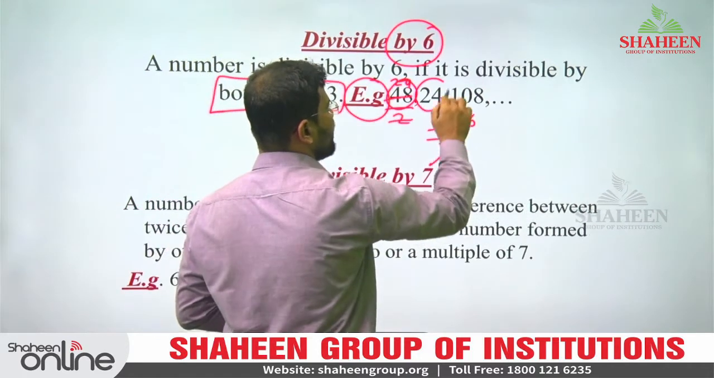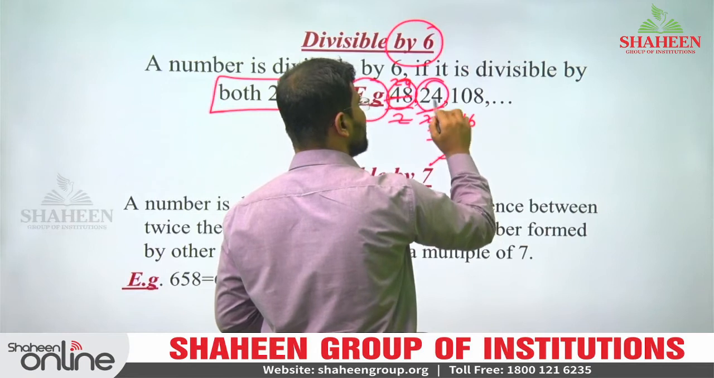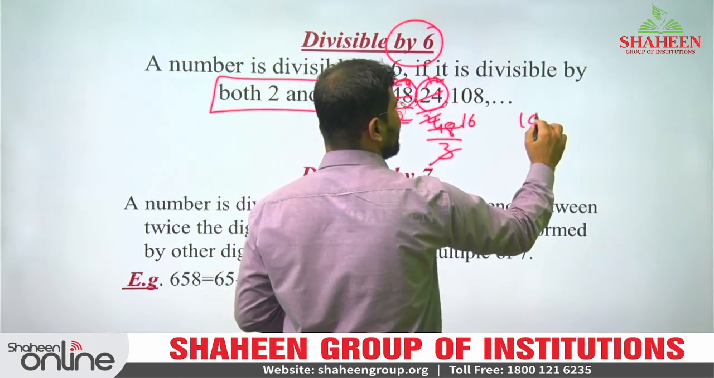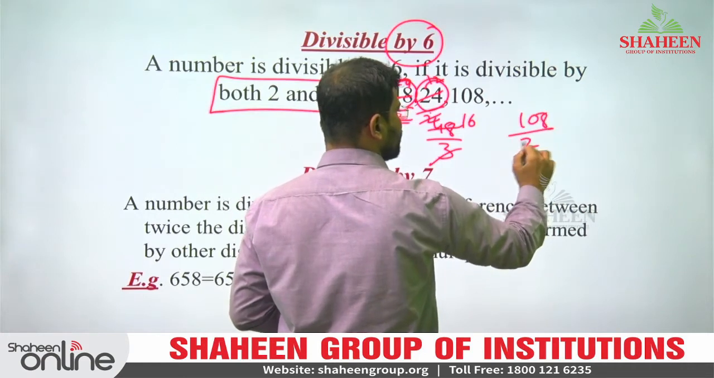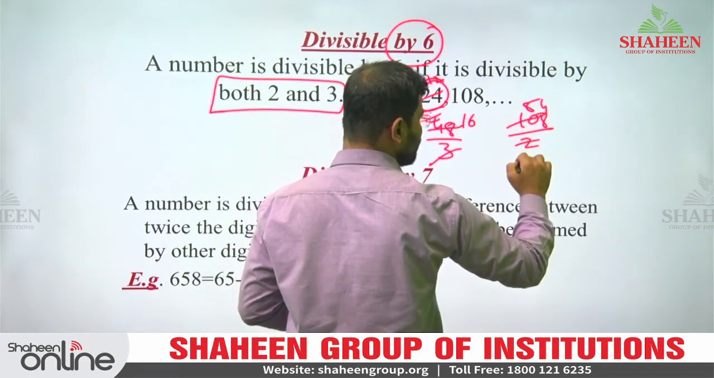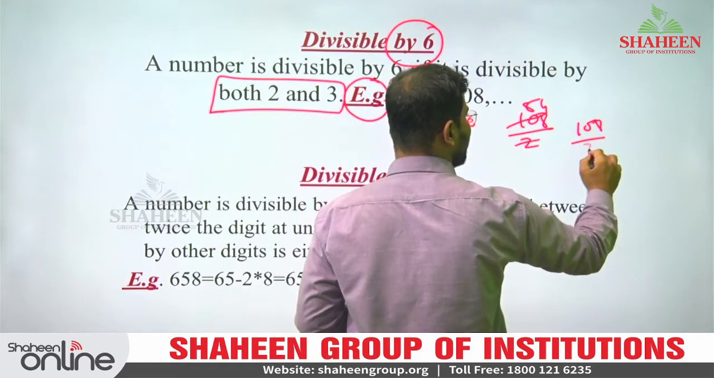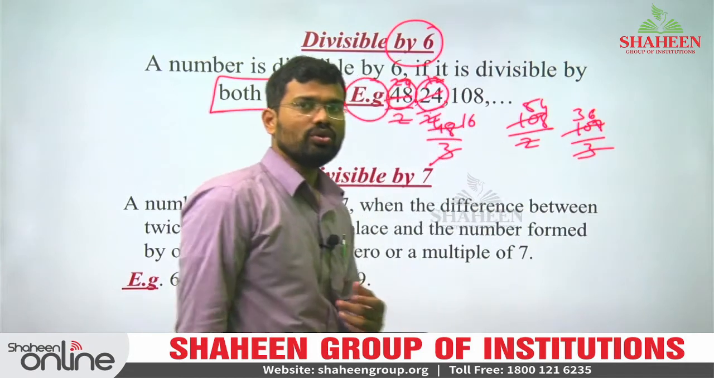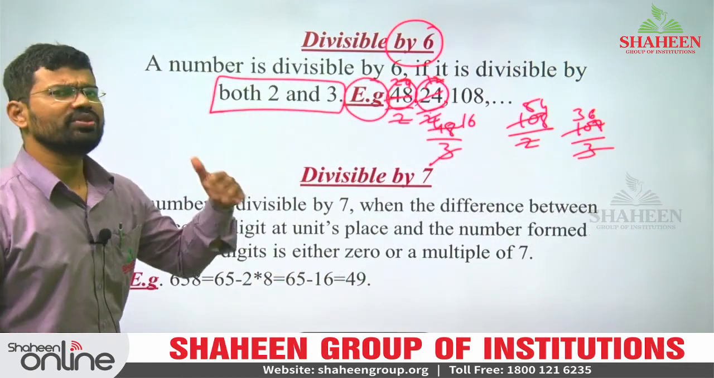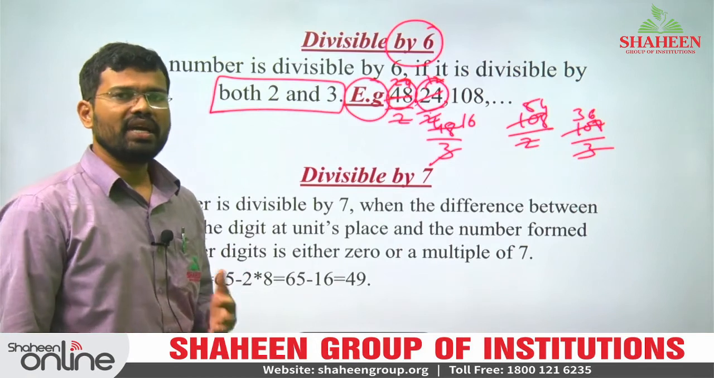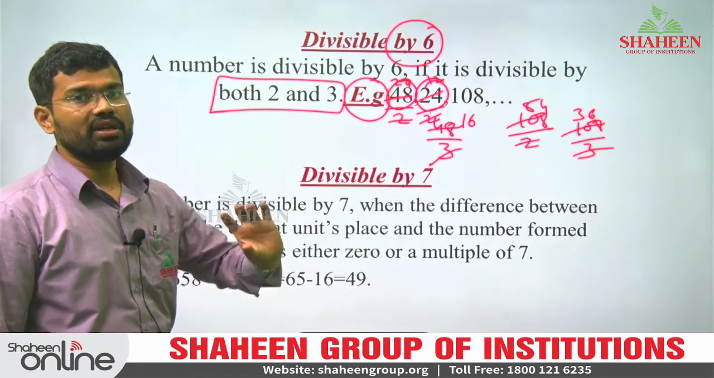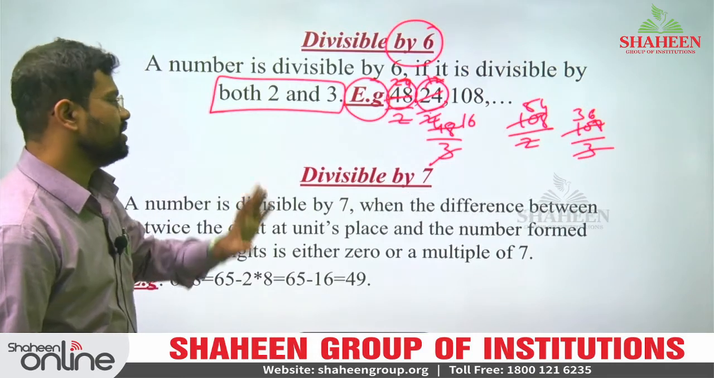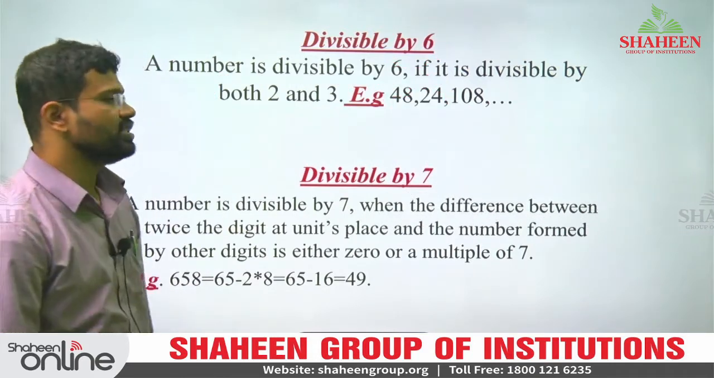Now again, 24. Look here, 2 into 12, and 3 into 8 is 24. Now 108: 2 into 54, and 108 divided by 3 is 36. So the given number 6 is 2 into 3. If the given number is divisible by both 2 and 3, then the number is divisible by 6. We can easily say that the number is divisible by 6.